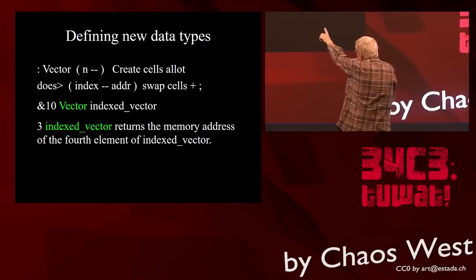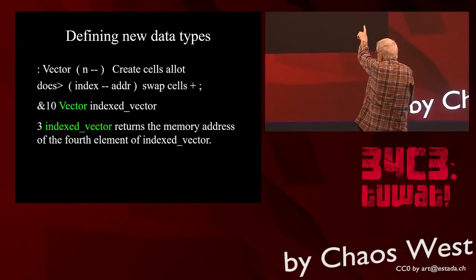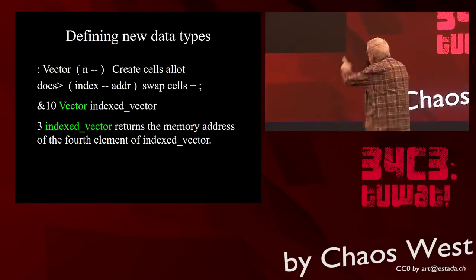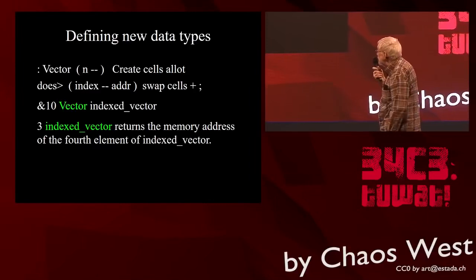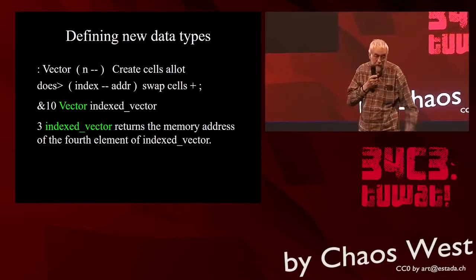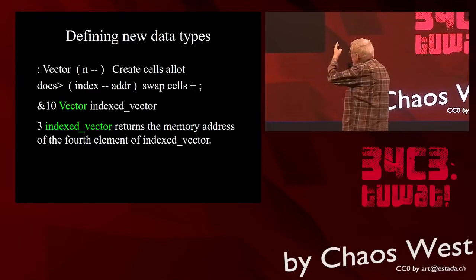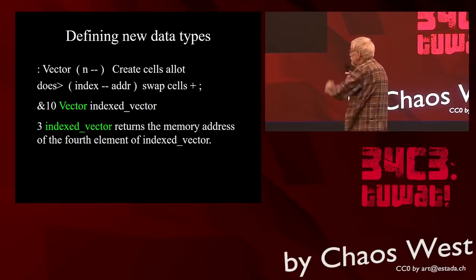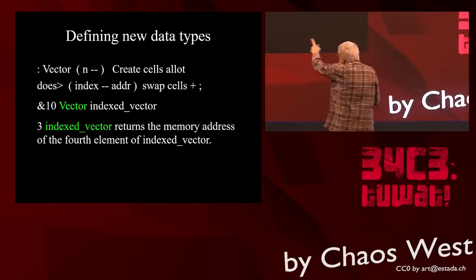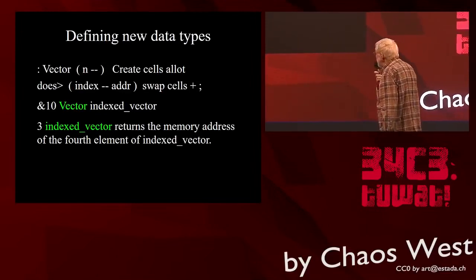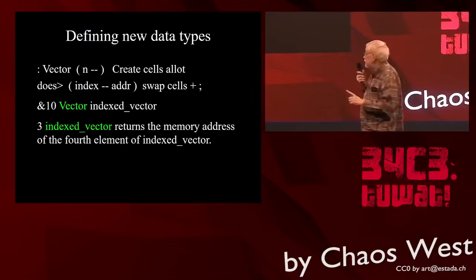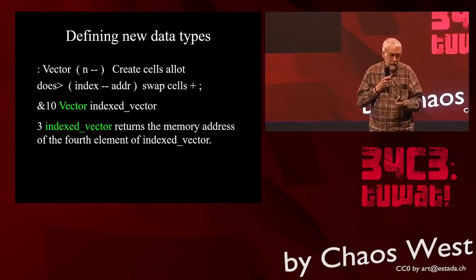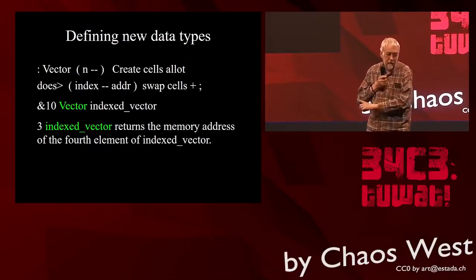And so we multiply the index, for instance, using cells by 4, because we have a 32-bit, 4-byte system. Then we add it to the first address that was left by the does. That gives us the physical location of the data item at the index in the vector. So 3 indexed vector returns the memory address of the 4th element of the indexed vector. This is because Forth starts counting from 0. So you always count 0, 1, 2, 3, and so on.